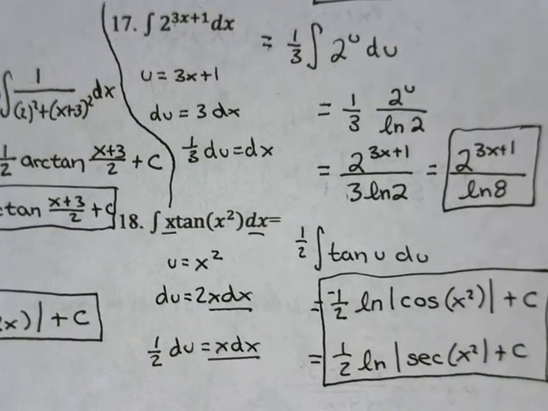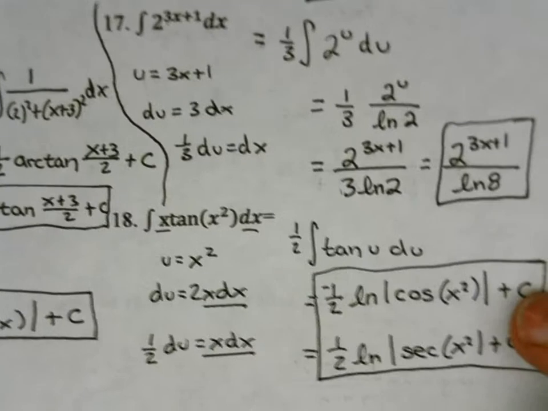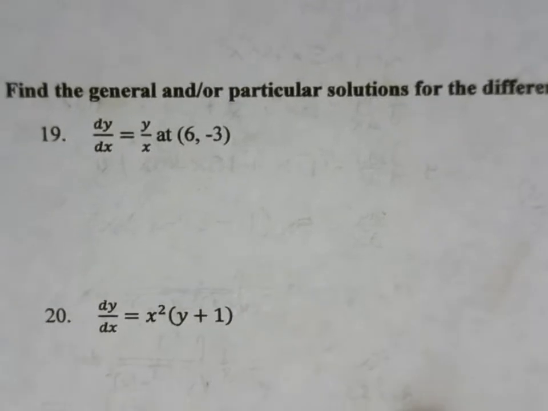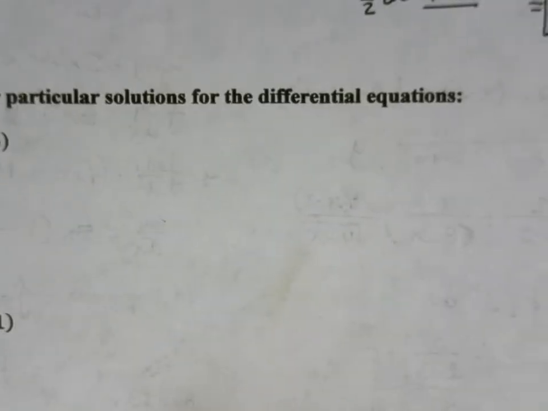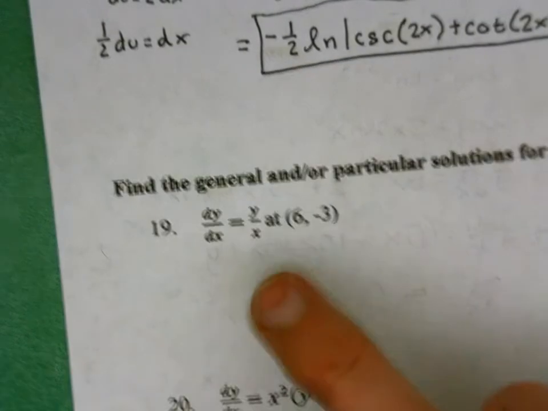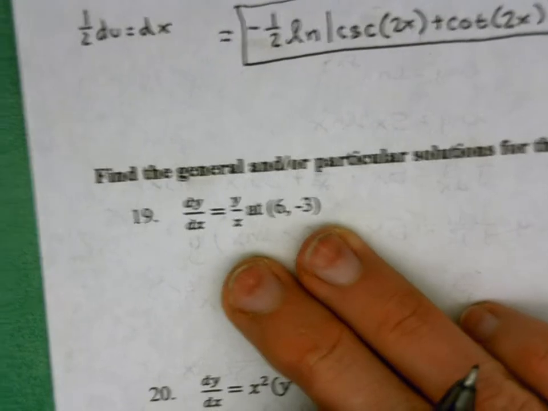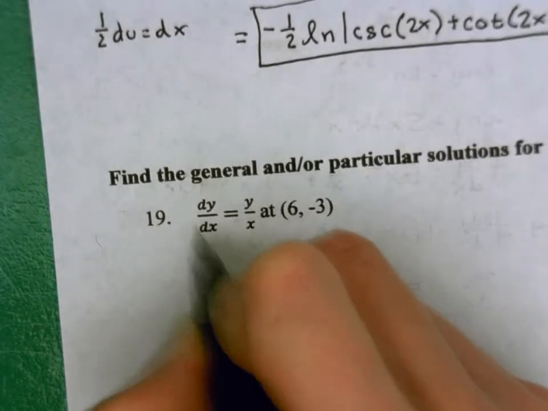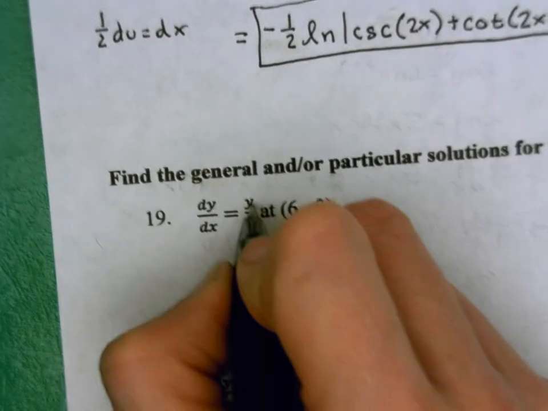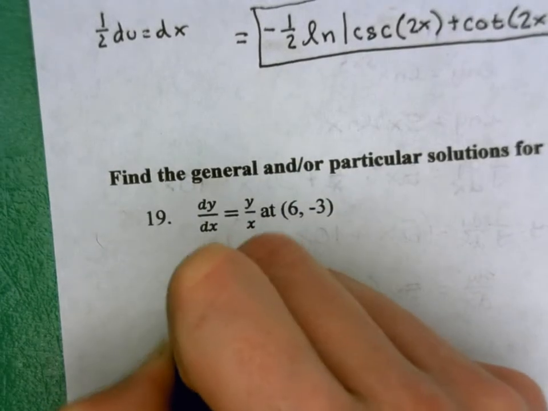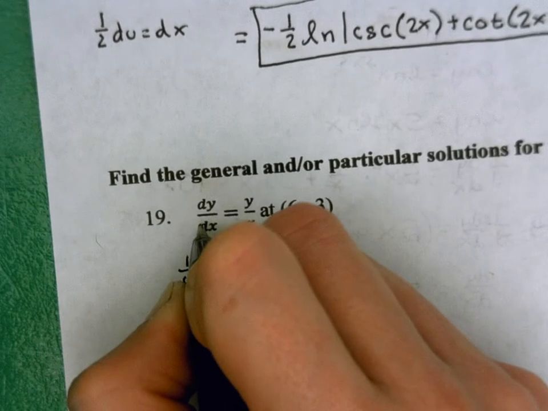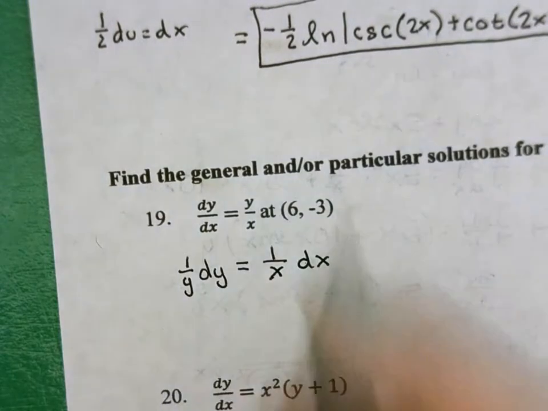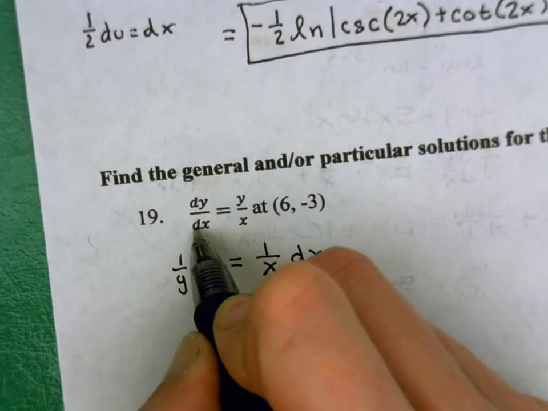And there's my last integral. Okay, and so then last two problems, numbers 19 and 20, are find the general and or particular solutions for the differential equations. Okay, so number 19 is a particular solution because I've been given a point. So first we need to find the general solution, which means I need to get the y's on one side and the x's on the other. So I'm going to go ahead and divide this y over. So we're at 1 over y dy equals, and then times that dx over. So we're at 1 over x dx. So again, divide this y over to be with the dy, times this dx over to be with the x.